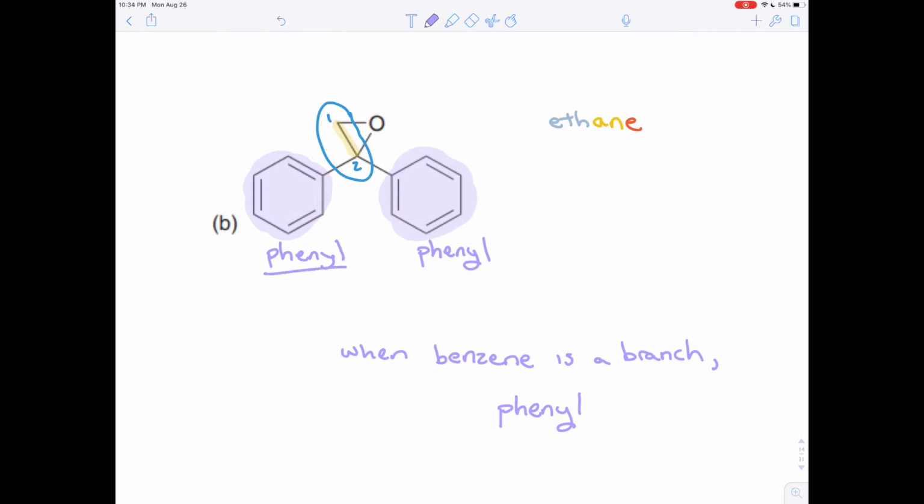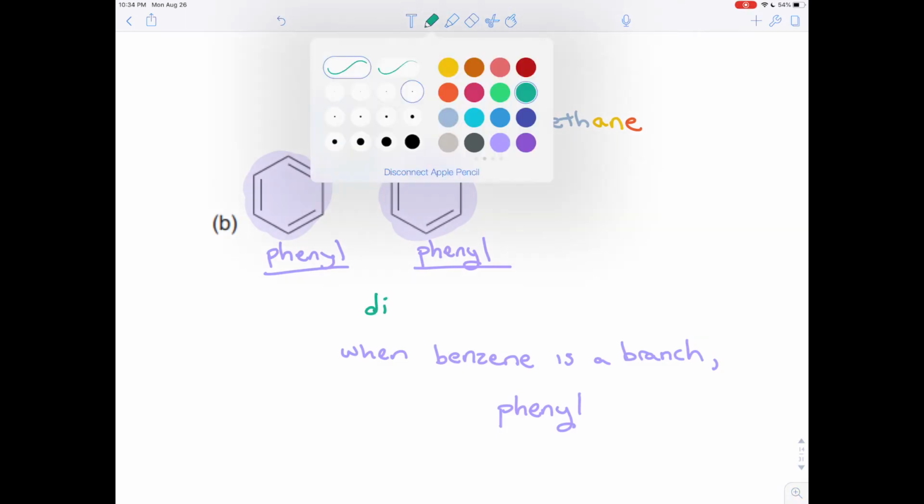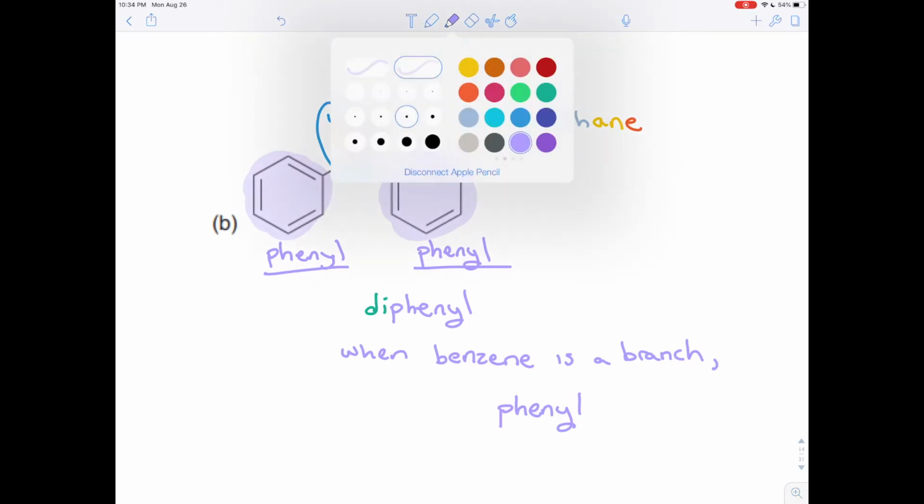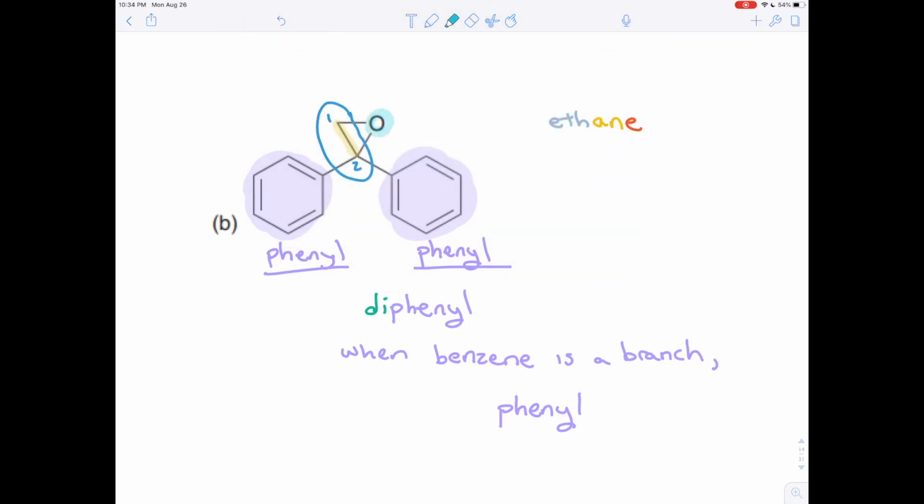Whenever you have more than one of the same type of branch, you can sort of smush them together. Just make sure you put a prefix that tells you how many you smushed. So here, we're smushing 2, so we'll have the prefix di, and then phenyl. Phenyl, YL. All right, we have one more branch. This is the new part. The branch is this oxygen here, and that oxygen is attached to 2 carbons, to carbon number 1 and to carbon number 2.